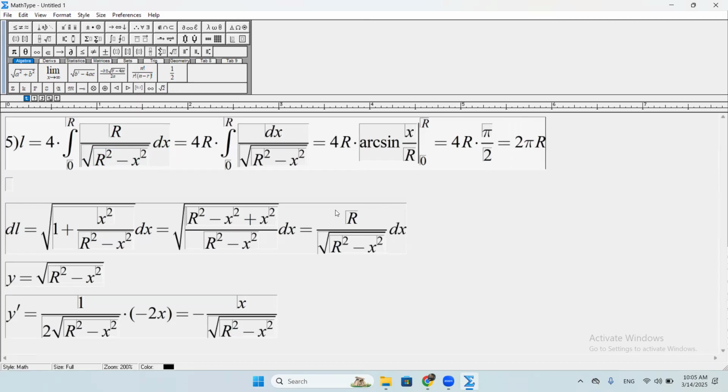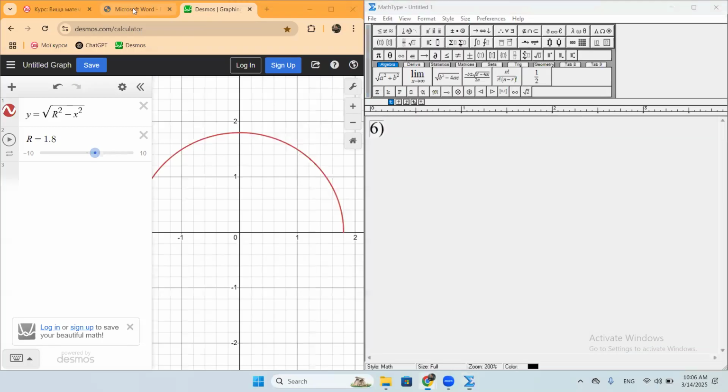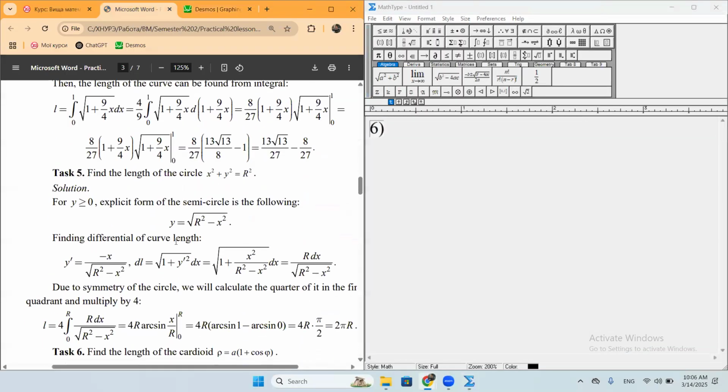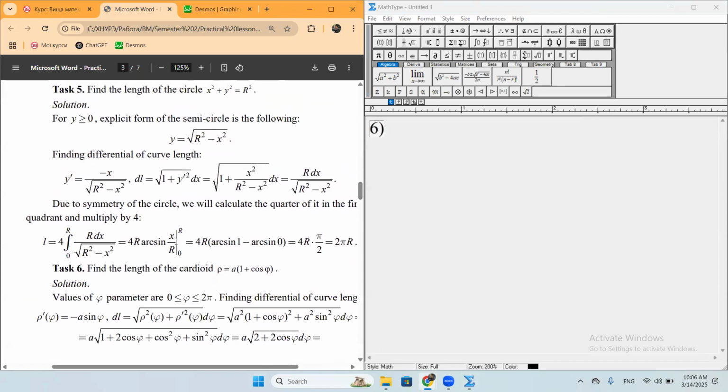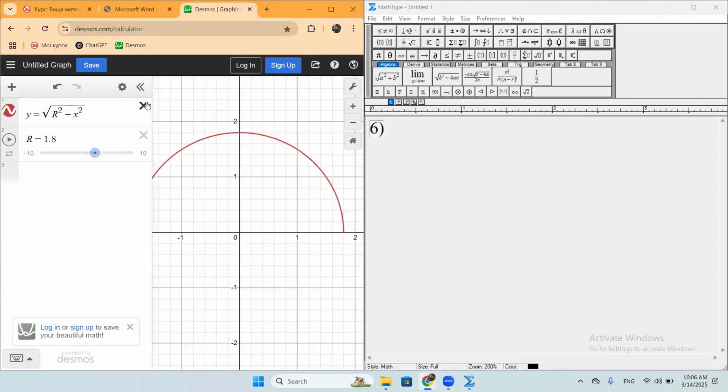Okay. Any questions about this exercise? No. Okay, now let's move next. Now we have to find the length of the curve given in polar coordinates. This is the cardioid. Let me also plot the graph of this curve.